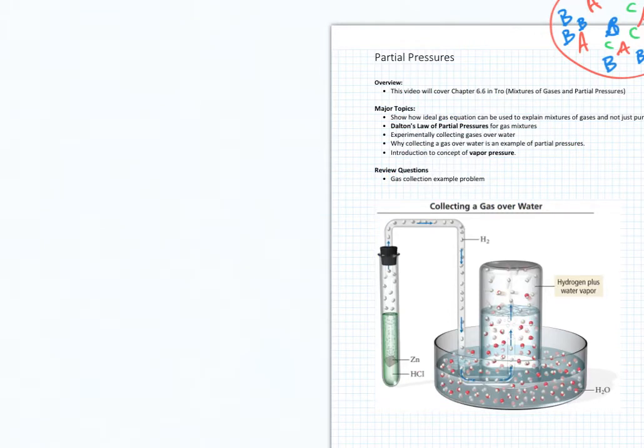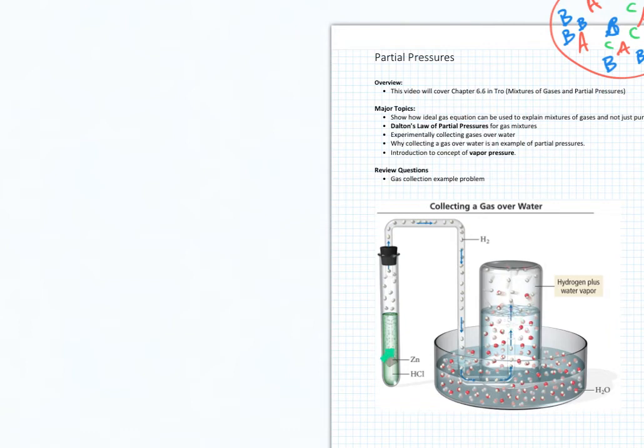Now, when would we use this experimentally? And that's where this picture comes into play. Oftentimes, one way to collect a gas in a chemical reaction is to have some sort of setup where you have a chemical reaction, a sealed stopper, and a glass tube, which brings the gas into something like a beaker that has water in it.